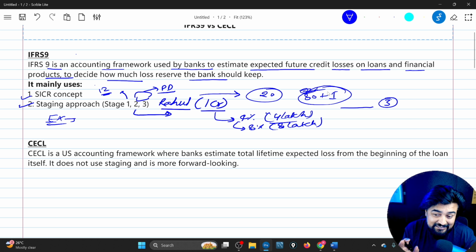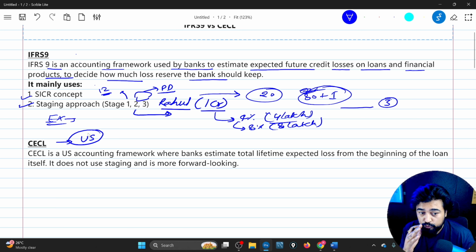Now that was all about IFRS 9. Now let's move to CECL. It's much simpler. Okay. See, CECL is not an accounting standard. It's mainly used by only US banks. Number 1, it's not used outside the US widely. Some of them would be using it, but not very widely.